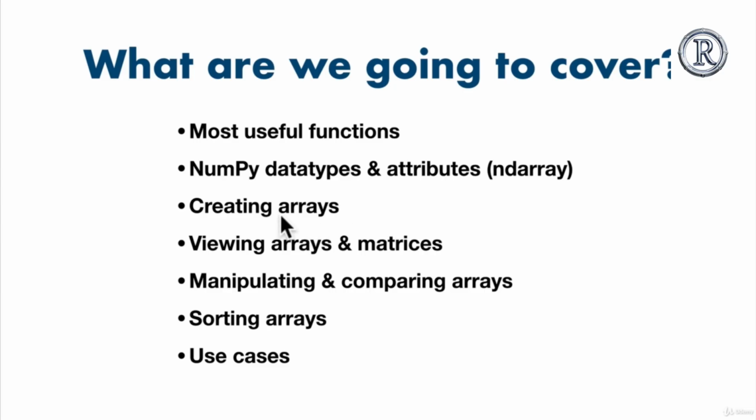We'll look at how to create arrays. Arrays you can think of as a list of numbers. We'll have a look at how to view arrays and matrices. Now, a matrix, or matrices, you can imagine as a combination of different arrays. We'll then look at how to manipulate and compare arrays. We'll then finish up with sorting arrays, which is sorting out different lists of numbers. And then some practical use cases of where arrays get used, or where NumPy can be used to turn data into lists of numbers.